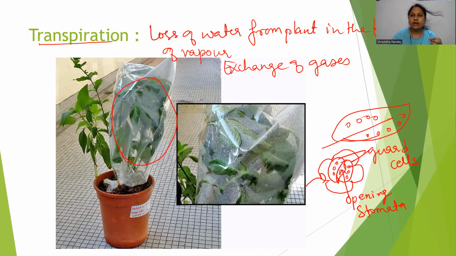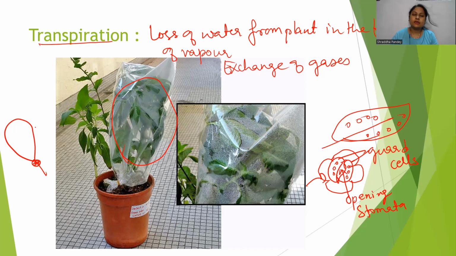And take another plastic bag and cover it without any plant. Just cover it and keep it, tying its mouth with a rubber band. Now keep this plant in the sun for some time. After 3-4 hours, you will observe that some droplets are formed in the plastic bag.